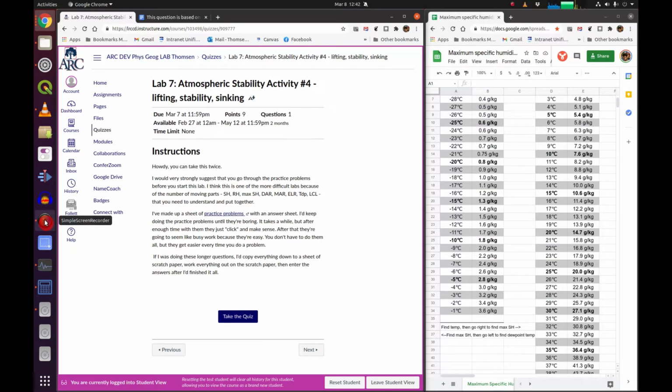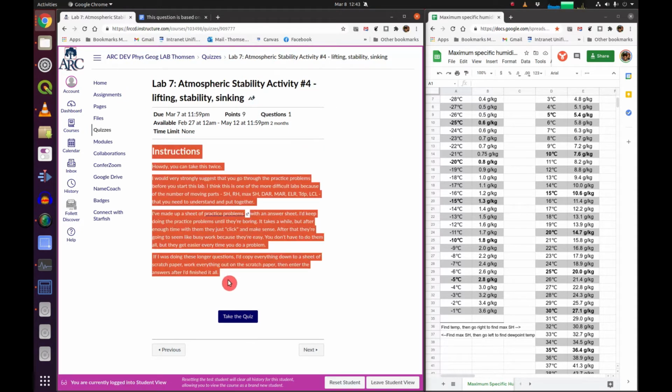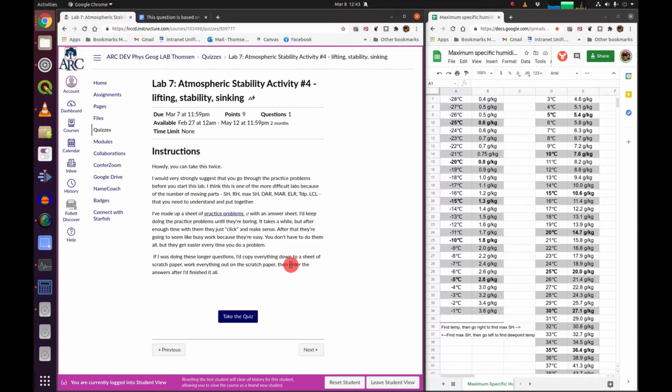All right, let's take a look at a second example. The first thing I'm going to do with this Lab 7 atmospheric stability activity is to read all of the instructions. They're probably exactly the same as the instructions that I just read, but who knows? Hey, I can take this twice. That's good to know.